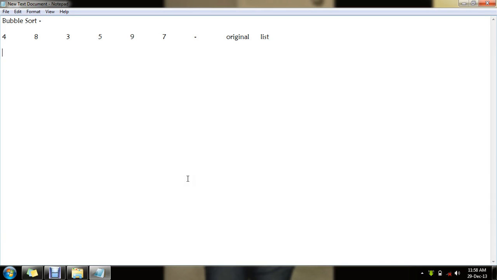So with bubble sort, what happens is it fixes the positions. The largest number is fixed to its position first, and then the smaller number than that, and it goes on. You'll understand this after we see an example. So let's quickly take some numbers. As you can see, I have already taken some numbers. It's 4, 8, 3, 5, 9, 7, right? I have taken it in this order.